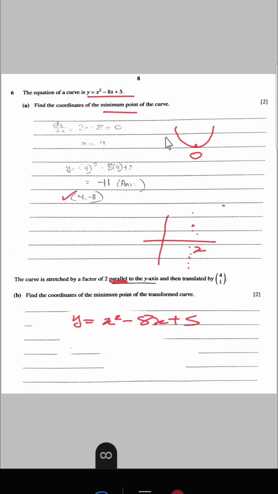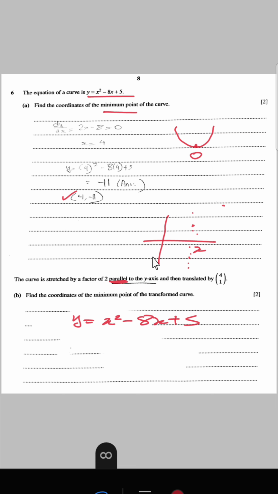We know that at the minimum point dy by dx is equal to 0. So we equate dy by dx to 0 to find our x coordinate and substitute the value of x in the equation of y to find our x and y coordinates of the minimum point. Then the curve is stretched by a factor of 2 parallel to the y-axis.